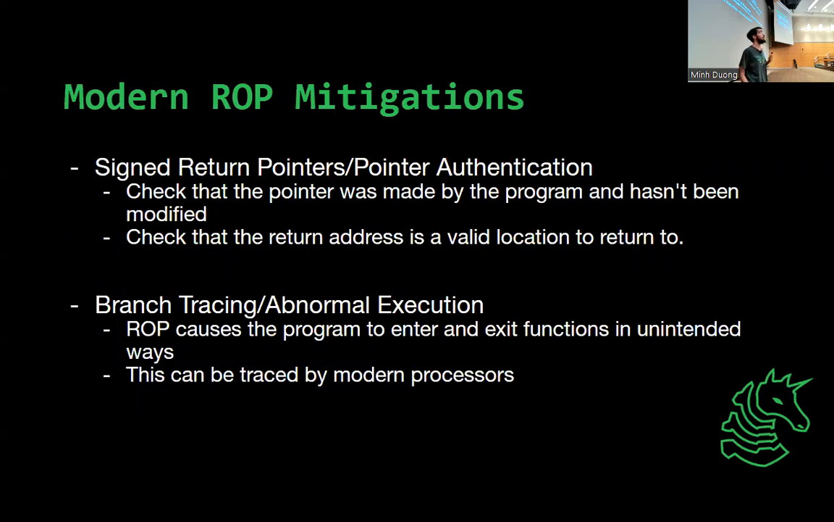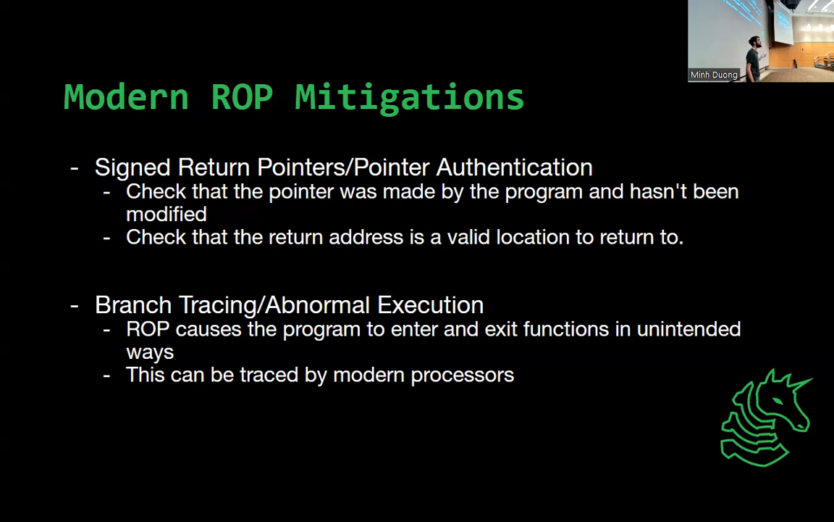I do want to talk a bit about modern ROP mitigations, because since that paper came out, a lot of exploits still use ROP to this day. But people have been getting a bit better at dealing with hijacking control flow. One of the methods is signed return pointers or pointer authentication. It checks to make sure that the pointer was signed by the program and is being used by the program, and that the return address is a valid location to return to. So instead of being in the middle of functions, it's always after a call or at the start of a function.